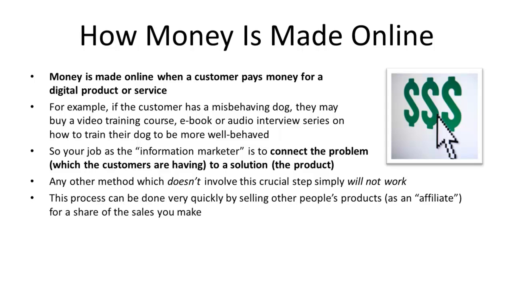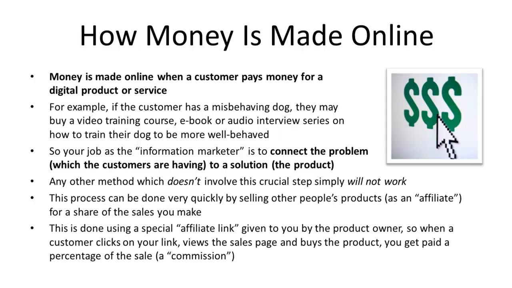Now, this process can be done very quickly by selling other people's products as an affiliate, that's what the technical word for it is, for a share of the sales you make. Now, this is done using a special affiliate link, in other words, just a web address given to you by the product owner. So when a customer clicks on your affiliate link, views the sales page and buys the product through your recommendation, you get paid a percentage of the sale, which is called a commission or an affiliate commission.